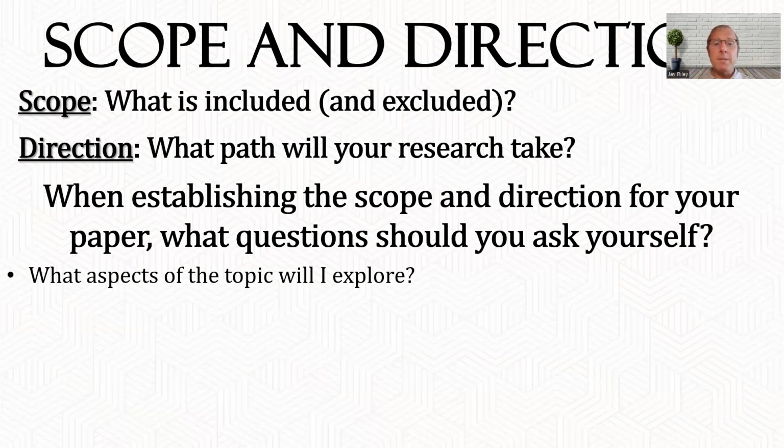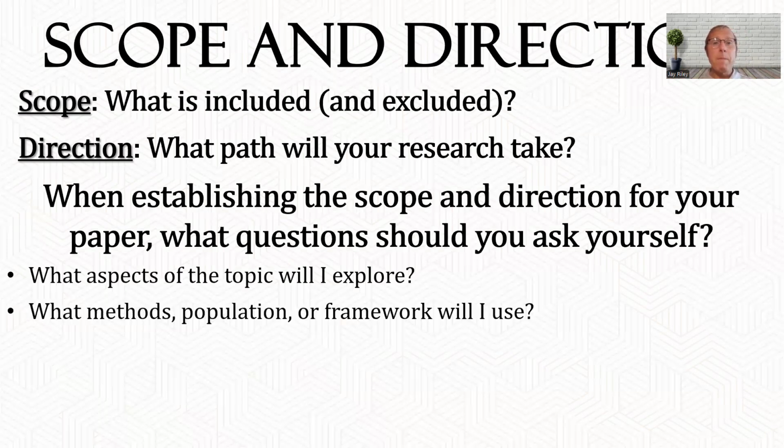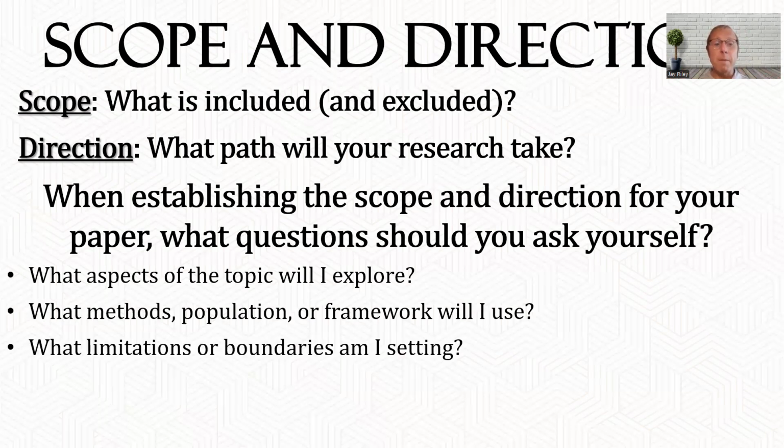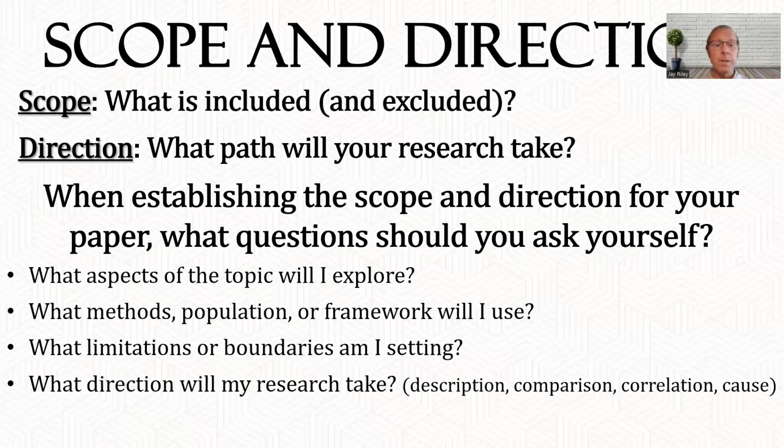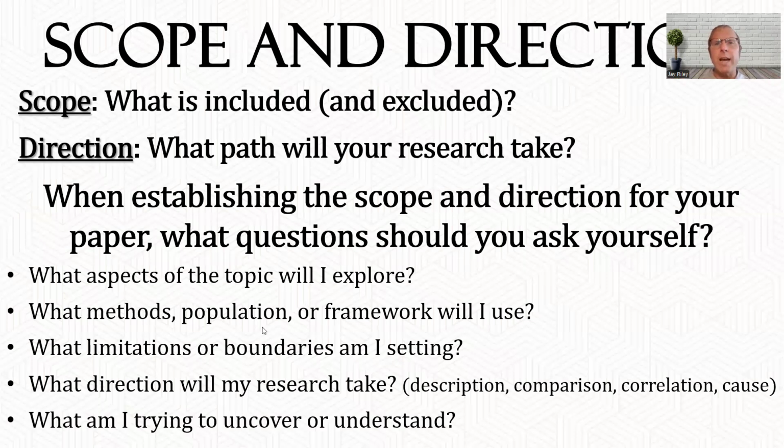So you want to think about the aspects of the topic you're going to explore, the methods, the population, and the framework. What are the limitations and the boundaries for your research? And what direction are you taking? Is it description? And we're going to talk more about this in a moment. Description is probably not something that you're going to be doing on its own. If you're doing a doctoral dissertation, if you describe something, you're going to also analyze it. It might be comparison, analysis, correlation, causal study. And what is it you're trying to understand, right?